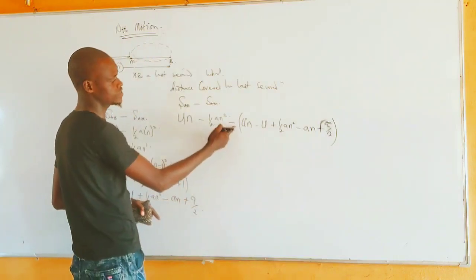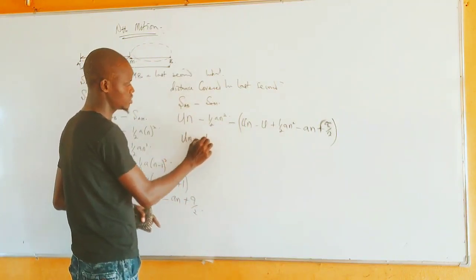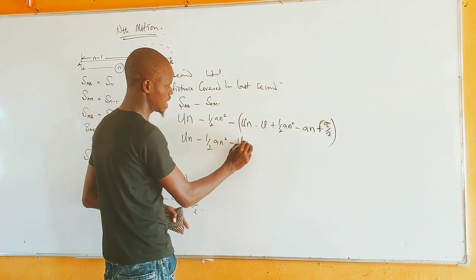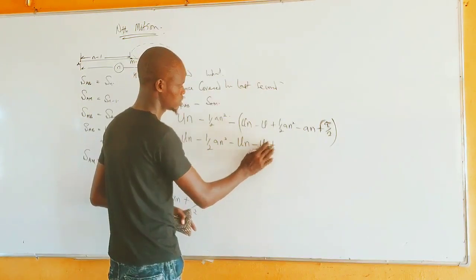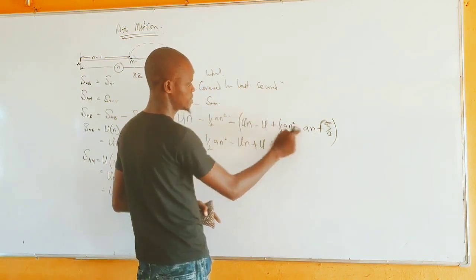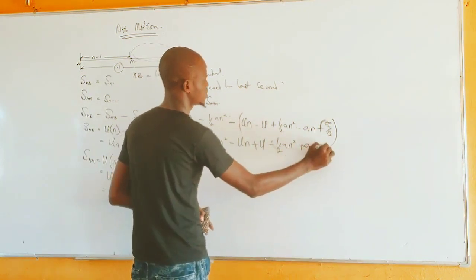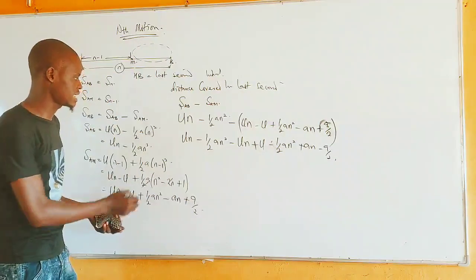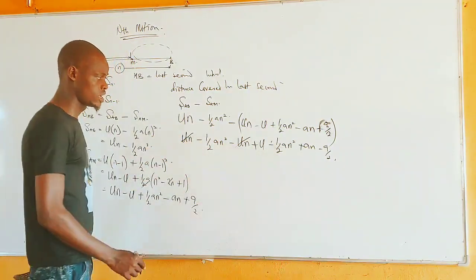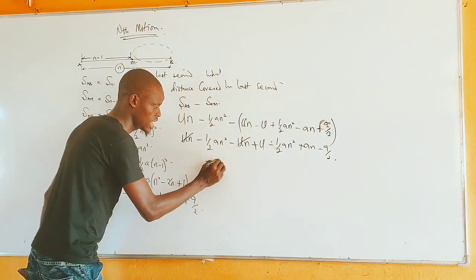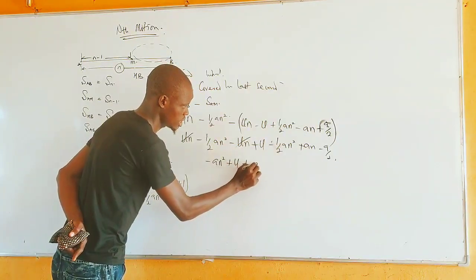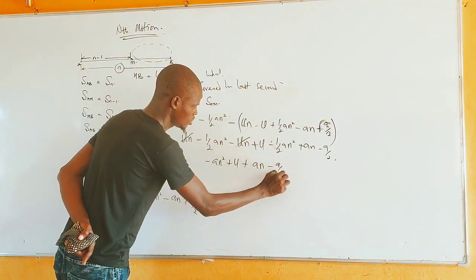So if you remove this negative, this is minus un. I have un minus half a n squared, and then minus un minus u. Sorry, this is plus u. Minus half a n squared, then plus a n minus a over 2. What can we do next? I think un minus un is gone. I have minus half an minus half an squared. I'll be having minus an squared plus u, and then plus an minus a all over 2.